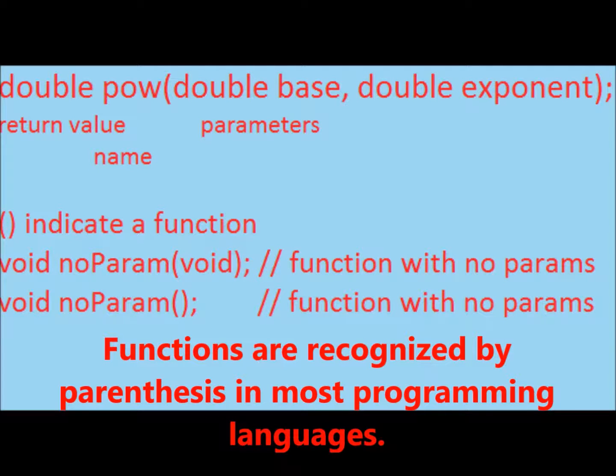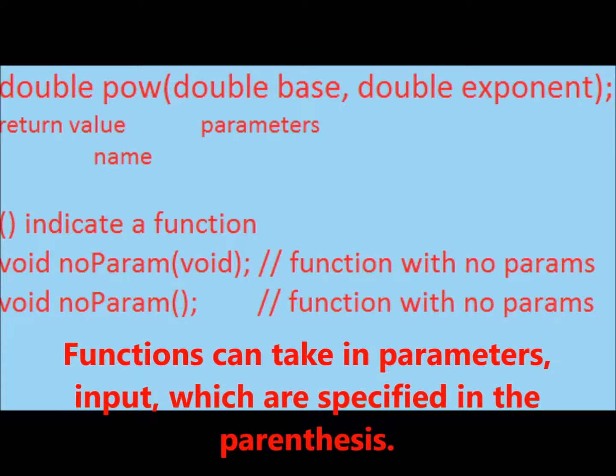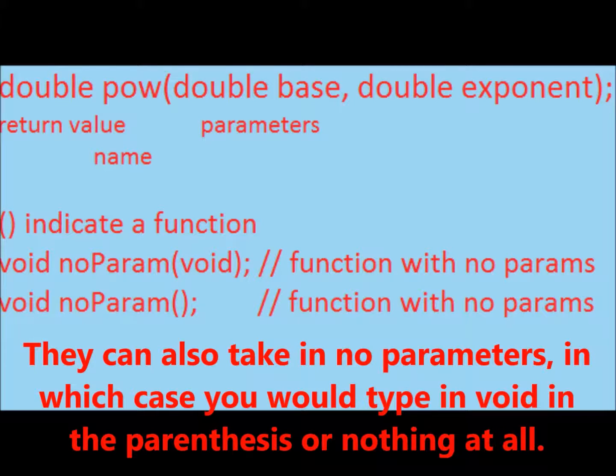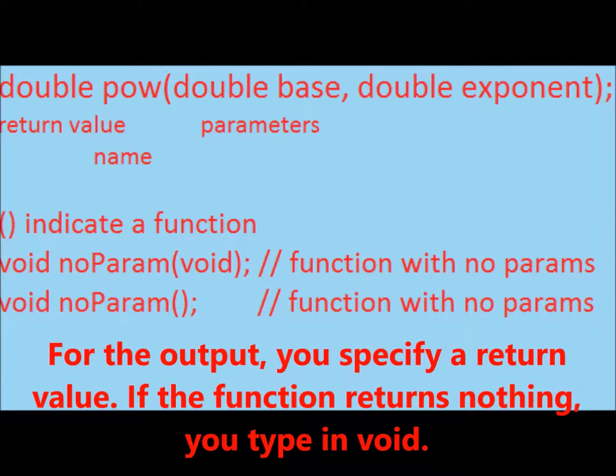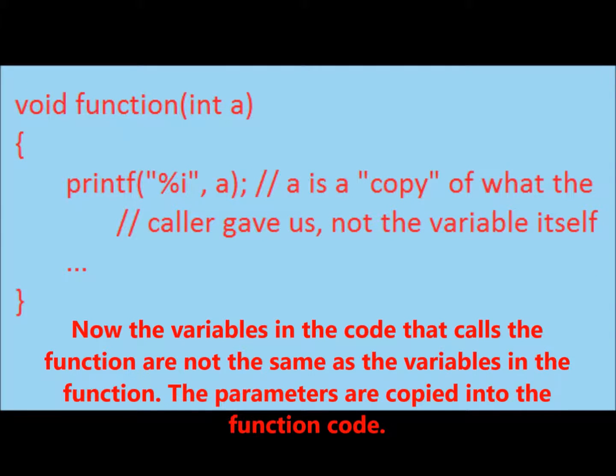Functions are recognized by parentheses in most programming languages. Functions can take in parameters, input, which are specified in the parentheses. They can also take in no parameters, in which case you would type in void in the parentheses or nothing at all. For the output, you specify a return value. If the function returns nothing, you type in void.